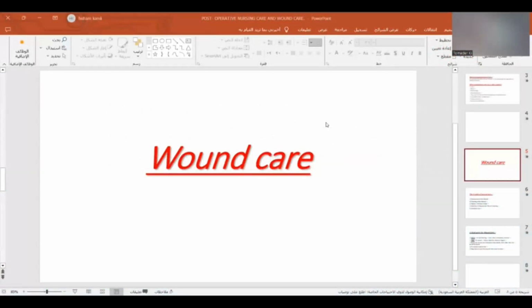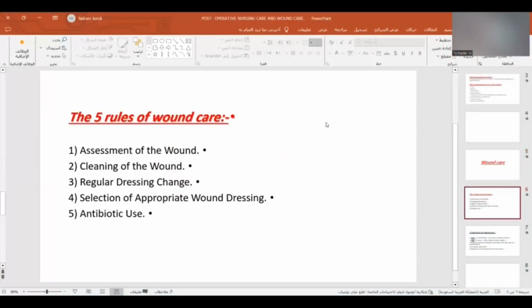Now wound care. We have 5 rules for wound care. 1. Assessment of the wound, cleaning the wound, regular dressing change, selection of the appropriate wound dressing, use the antibiotic.